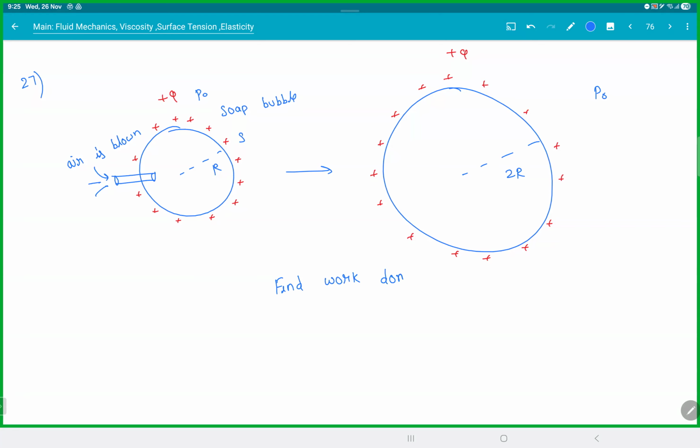So we got a soap bubble of radius R, outside pressure is P naught, and it also has a charge plus Q on top of it. Now you kept a small pipe inside and you started blowing air, and the radius became double.